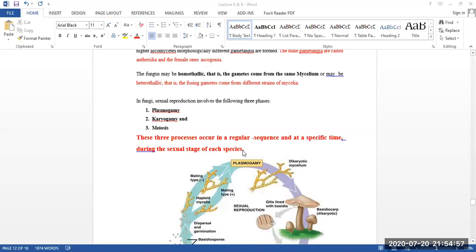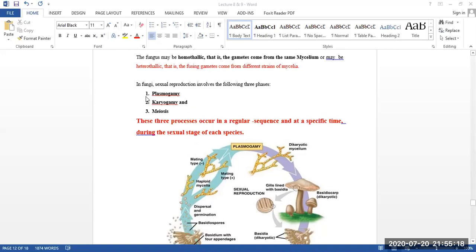Fungal sexual reproduction involves three phases. First is plasmogamy, then karyogamy, and the last one is meiosis. These three processes occur in regular sequence at a specific time during the sexual stage of each species.